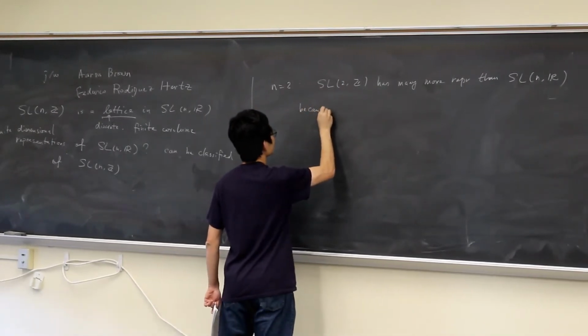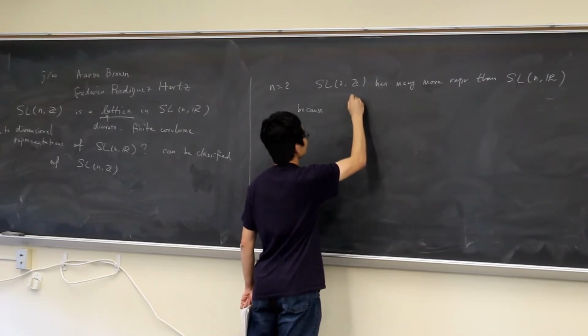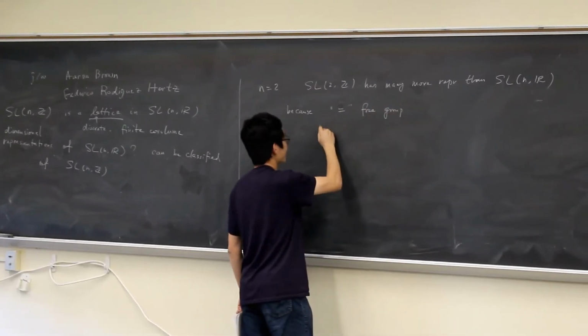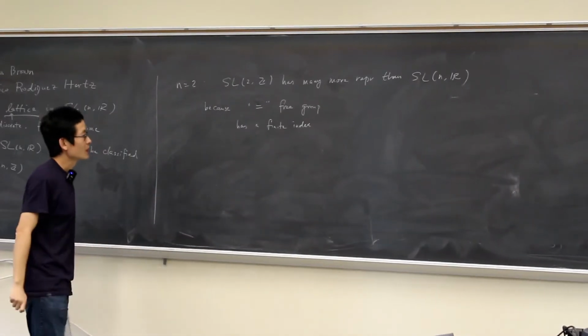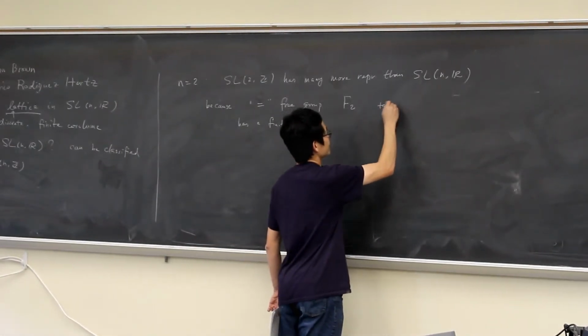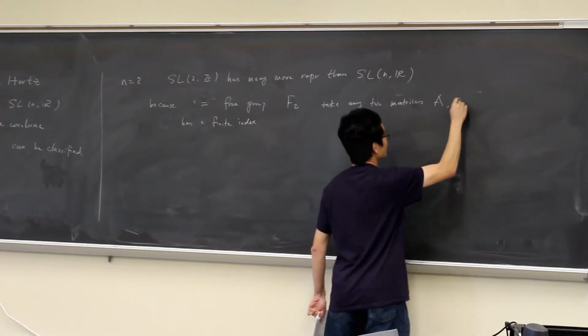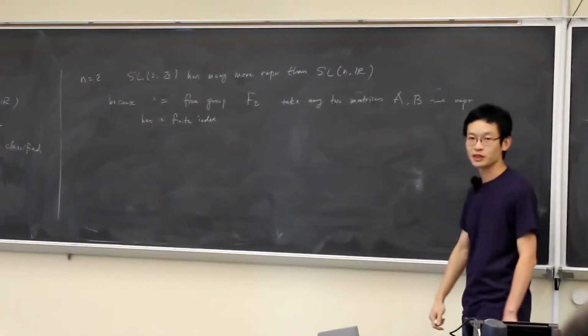This is because SL_2(Z) is essentially a free group. By this I mean it has a finite index free group, say F_2 of two generators. Now of course you can take any two matrices A and B, and you will have a representation of the free group. Then you do some simple things, and you will get a representation of SL_2(Z). So representations of SL_2(Z) are quite arbitrary.